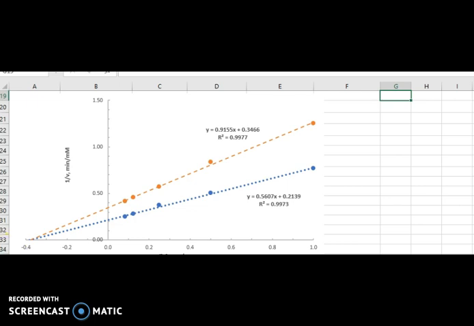This is a situation in which the inhibitor binds both to the enzyme and to the enzyme substrate complex, but does so with equal affinity. In this case, the values of Km and Km apparent will be the same.